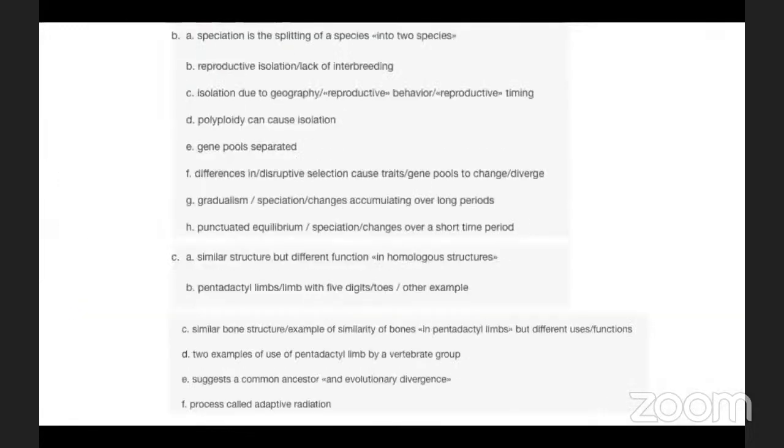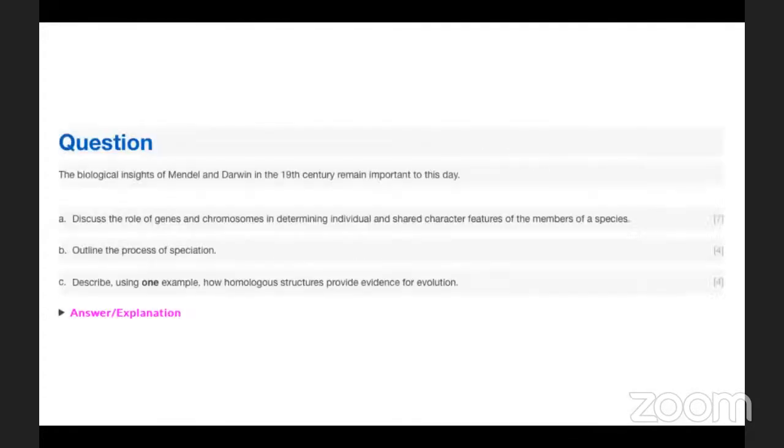Okay. Last question of genetics before kita habis. Last question for genetics. Again, ni soalan yang lagi tak jelas. Kita back to basic, kita sembang pasal Mendel. The biological insights of Mendel and Darwin in the 19th century remain important to this day.